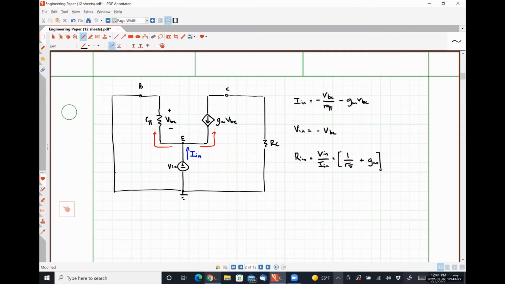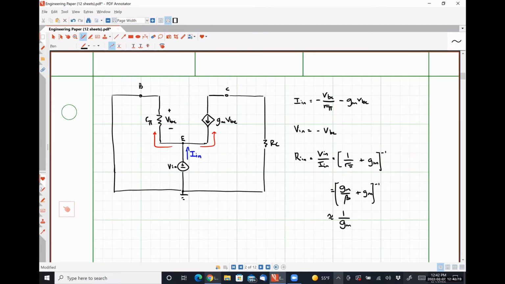Okay. Now, we can rewrite 1 over R pi as GM over beta. So GM over beta plus GM, on, actually, this should be to the -1 power. Sorry, messing up my notes here. Which is approximately equal to just 1 over our transconductance. Sorry, I mixed up my algebra there. Okay. So 1 over R pi is equal to GM over beta. If we factor out the GM here, we're going to have GM multiplied by 1 plus 1 over beta.